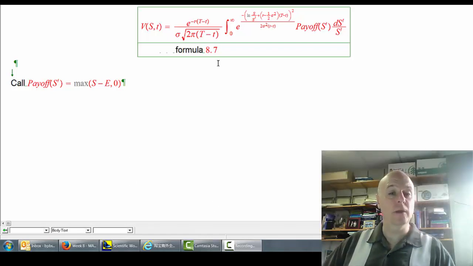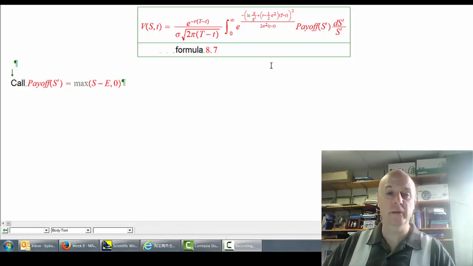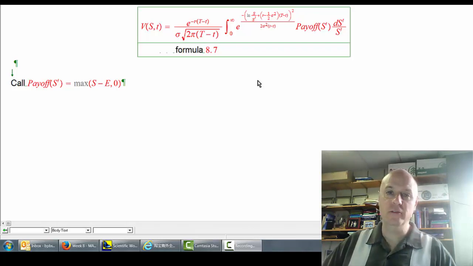So this is the formula. I rearranged it a little bit. This is the formula we got at the end of the last video, 8.7 in the textbook, formula 8.7. And this calculates then the solution to that partial differential equation, the Black-Scholes equation, with a given payoff.